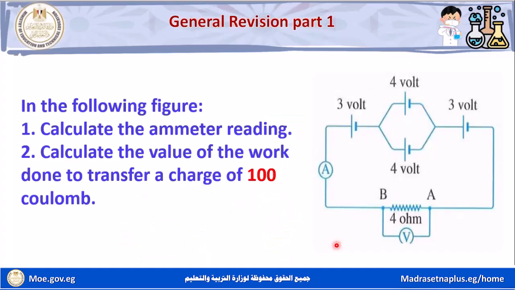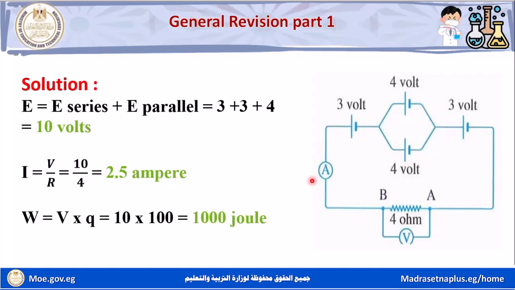In the following figure: number 1, calculate the ammeter reading. Number 2, calculate the value of work done to transfer a charge of 100 coulomb. Solution.